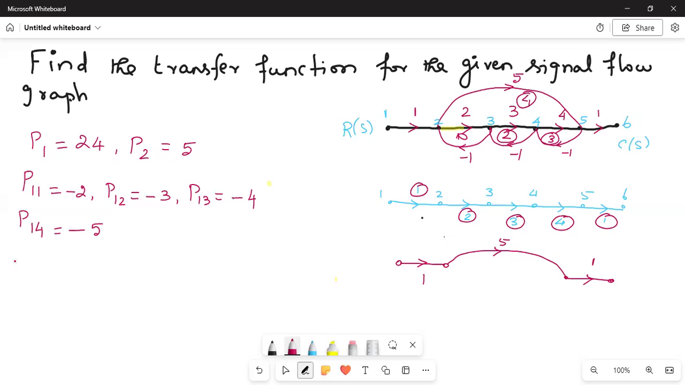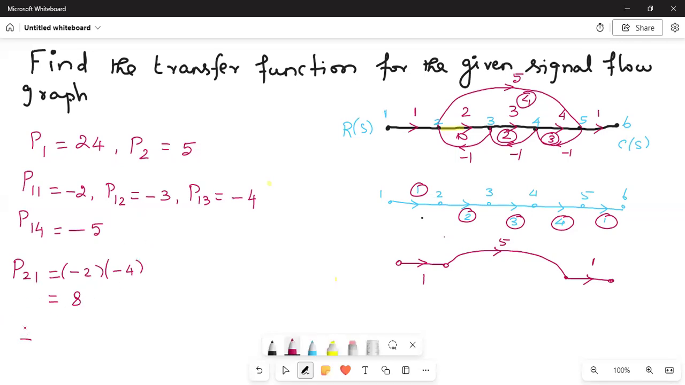So therefore, I can write P21. So P21 is equal to, just you have to multiply the gain of those 2 loops. So here the value is -2, here the value is -4. So -2 into -4, the value is 8. Okay, so this is a P21 value. So we have calculated the 2 non-touching loops also.